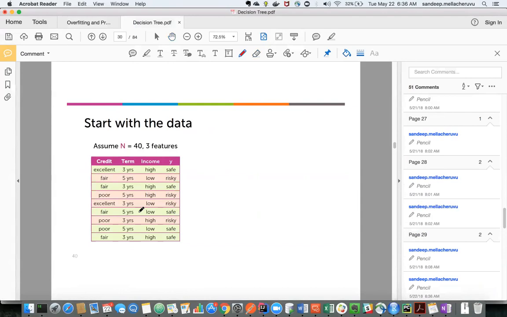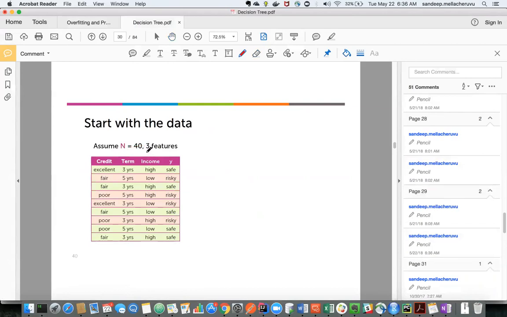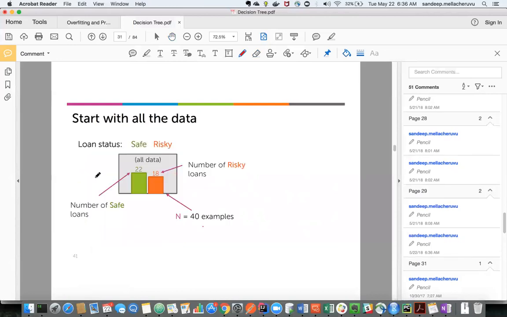Now you start with the given data. Here we're assuming N equal to 40, and we have 3 features. N equal to 40 means the number of rows, so we have 40 rows. And we have 3 features. Feature number 1 is credit. Next one is term. Other one is income. Using all of these three features, we can start learning the decision tree.